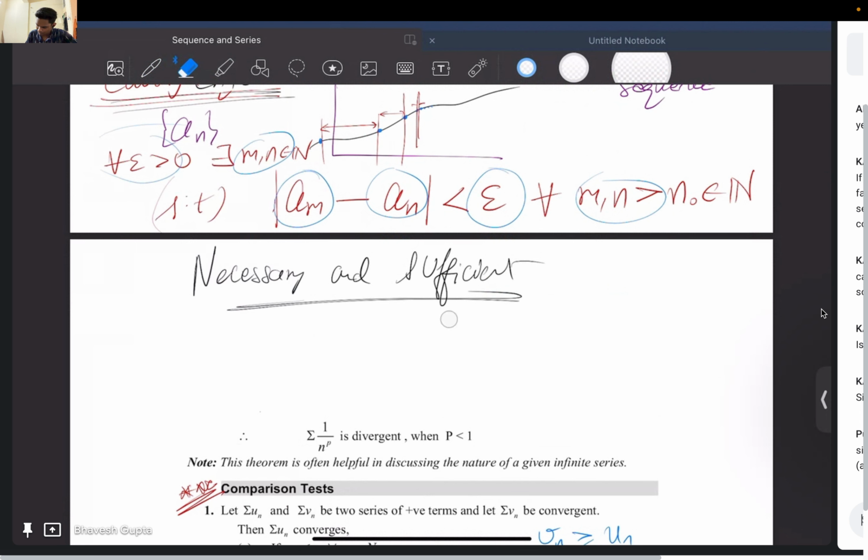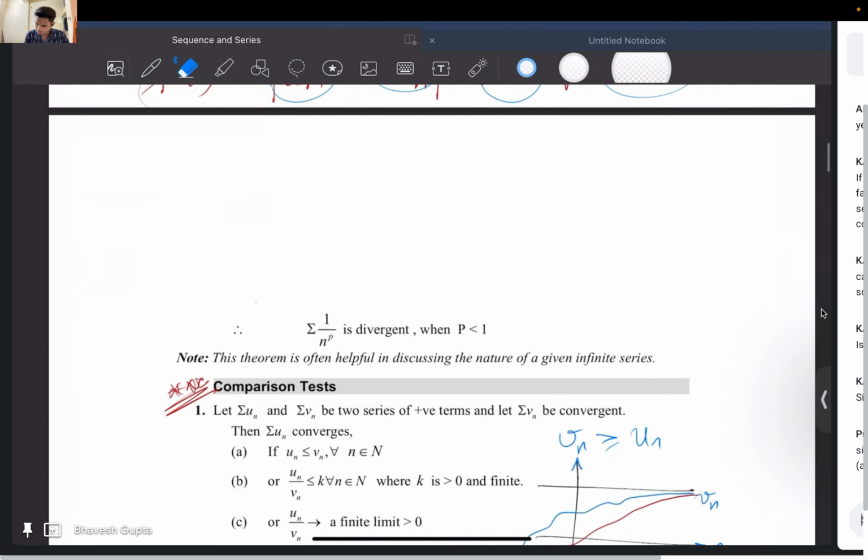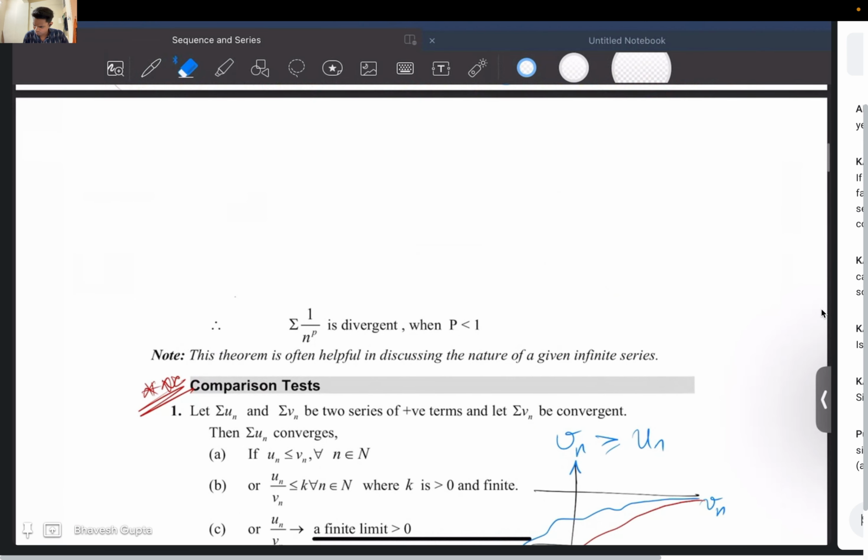Let me check whether I have missed something. Sir, one thing I have to say. Yeah, sure. I have seen that you have taught infimum and supremum in other classes. I have one question. Sure, we may discuss in the later class also.